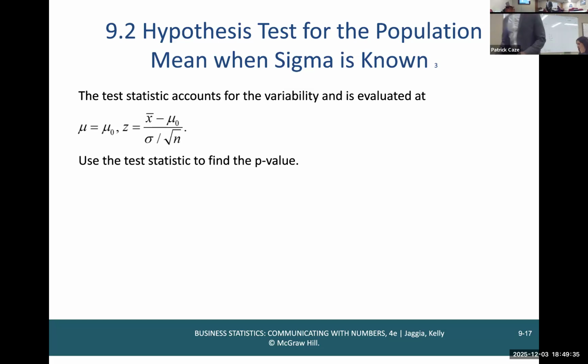So I go to my trusty z table here. I look for 3.9 and 2. Basically it's 0.9999. So my result is 0.9999. Okay, boom, that's the answer.